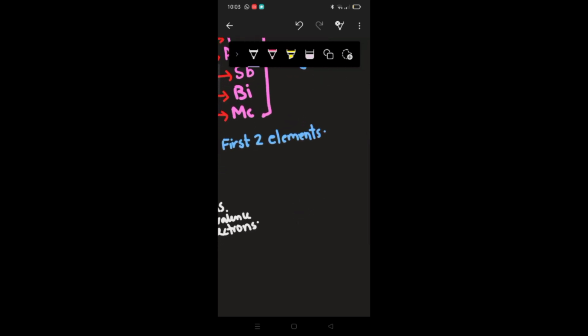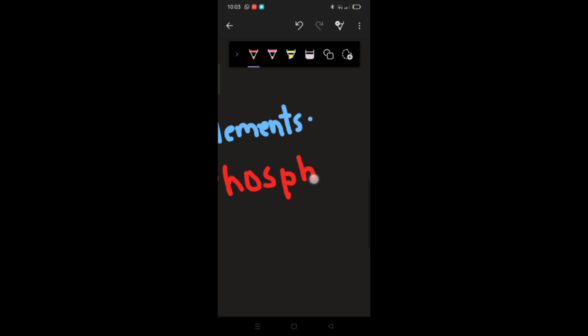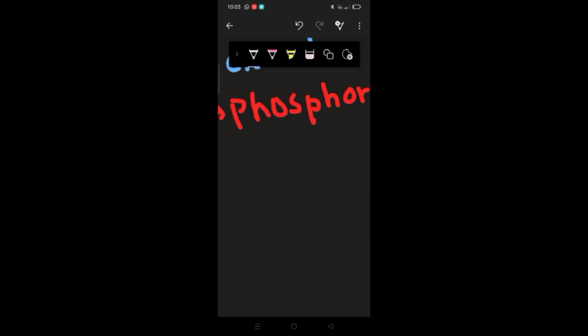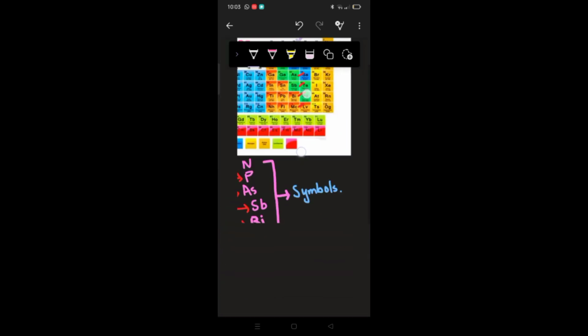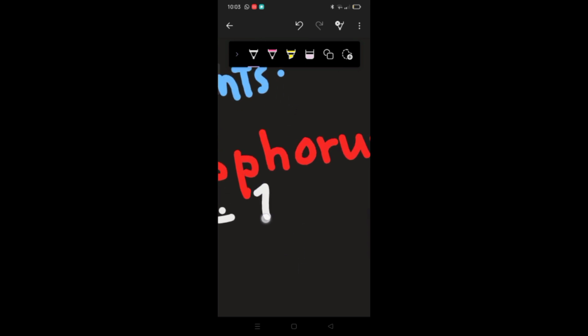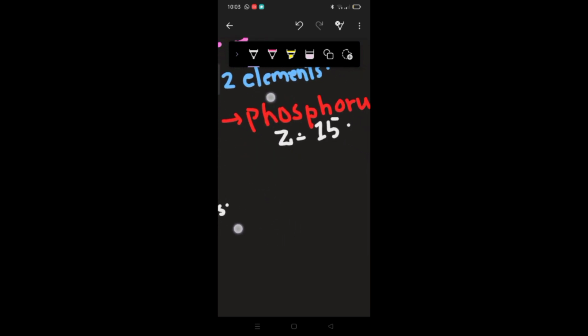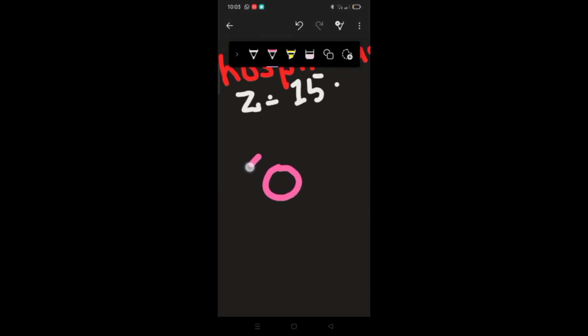So I am going to make the structure of phosphorus here, which is represented with the symbol P. It has an atomic number of, let me check, 15. Now I'm going to make the structure of phosphorus as I made the structure of nitrogen. This is the nucleus, this is the first shell, this is the second shell.